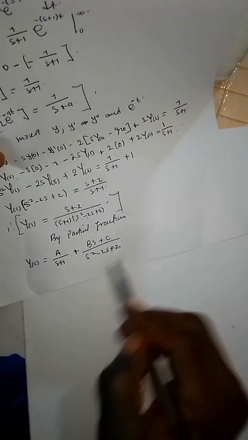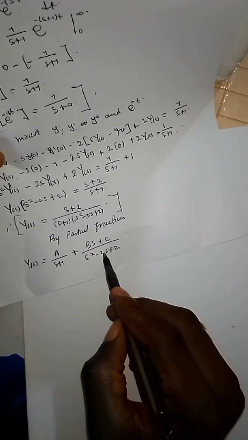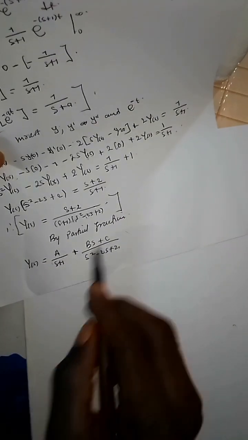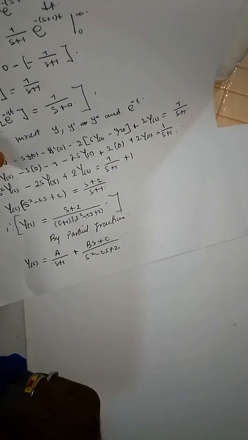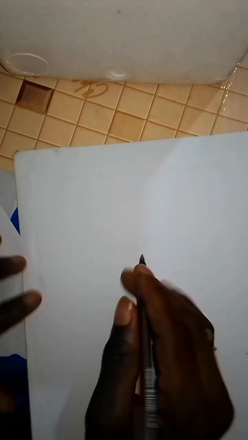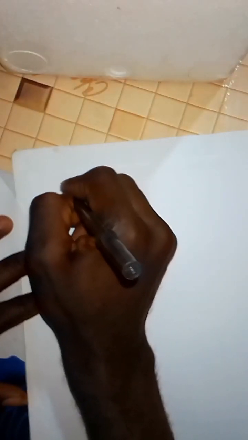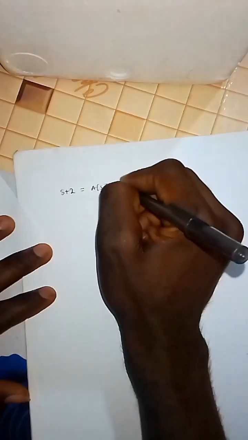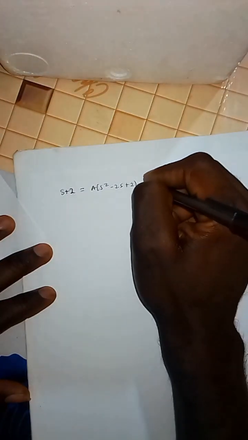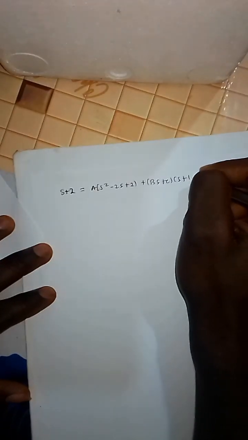So if we multiply all through by the denominator of Y(s), this denominator will disappear on the respective parts, and this one will go to this numerator and this will come to this other numerator. So we will be having the numerator of Y(s), which is s + 2, equal to A into (s² - 2s + 2) plus (Bs + C) into (s + 1).